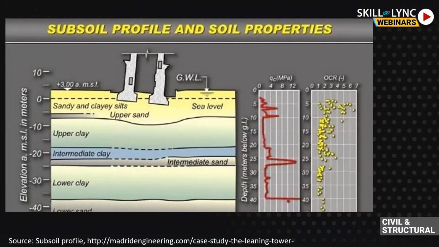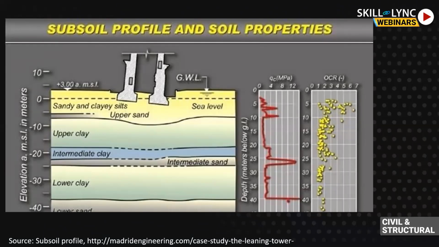So what happened is, it is said that this differential settlement was mainly due to the variation in the groundwater table. When the groundwater table varied, on the northern side, because of this upper sand, drainage was good, and the upper clay layer didn't settle much. But on the right hand side, due to the absence of this upper sand layer, the upper clay got softened, and because of the weight of the tower, there was differential settlement on the southern side.